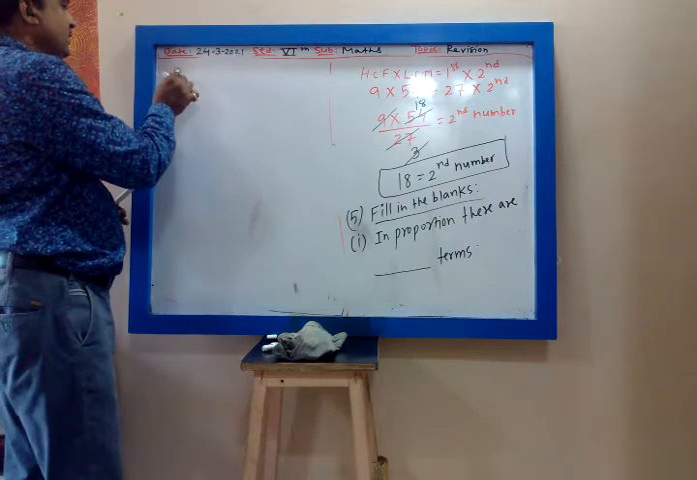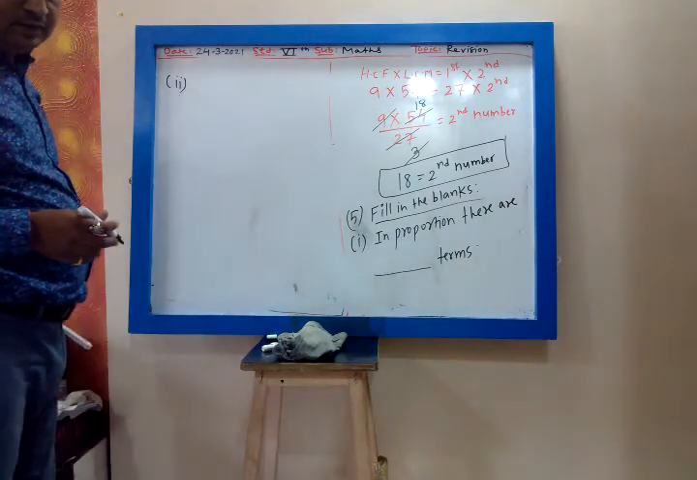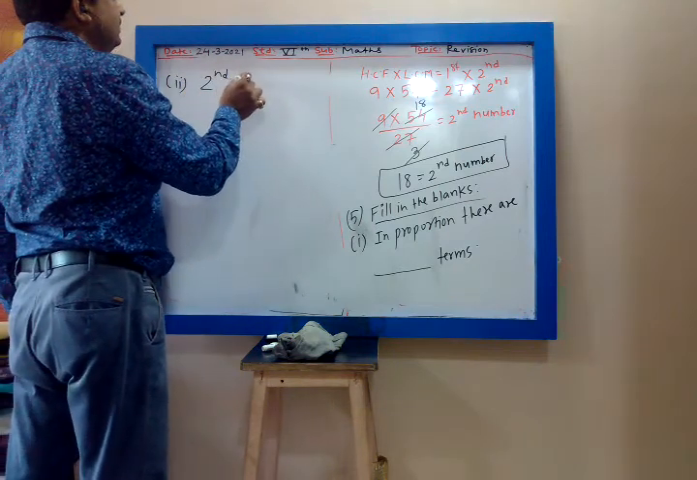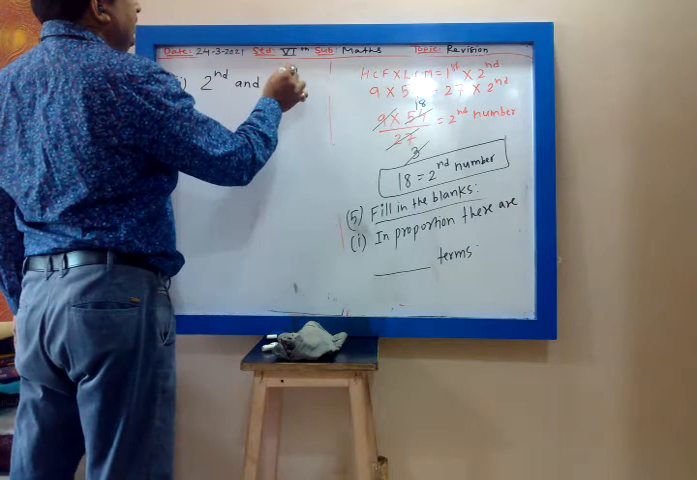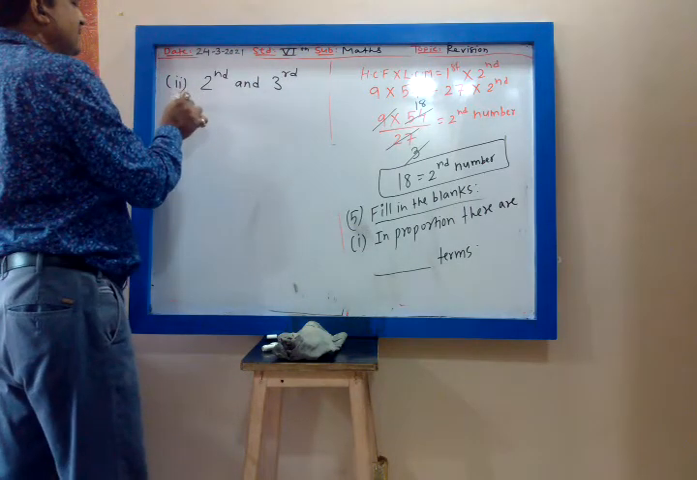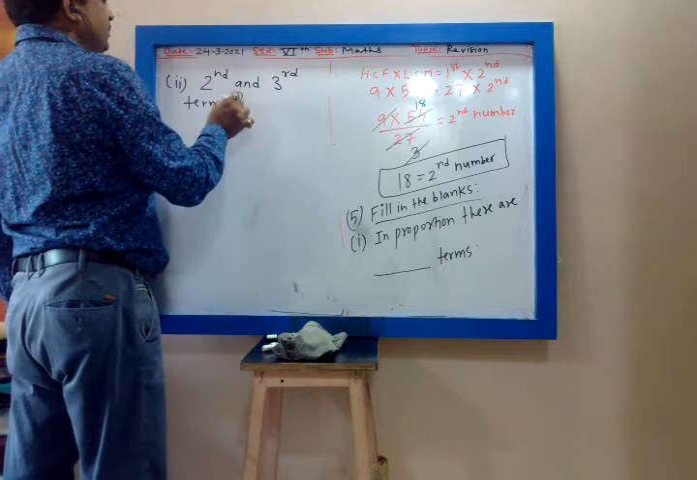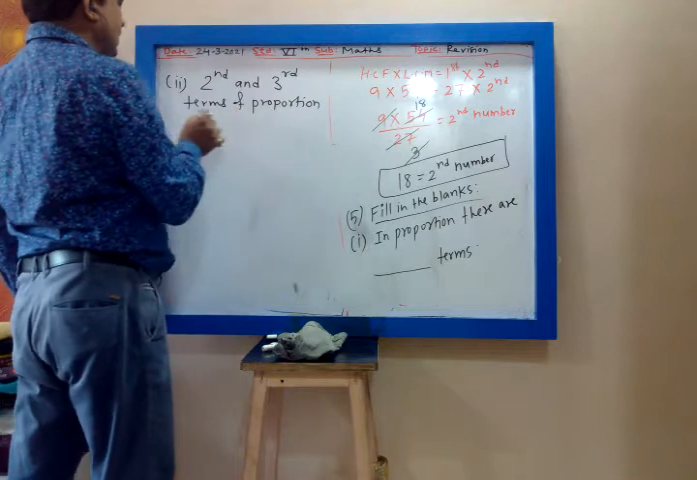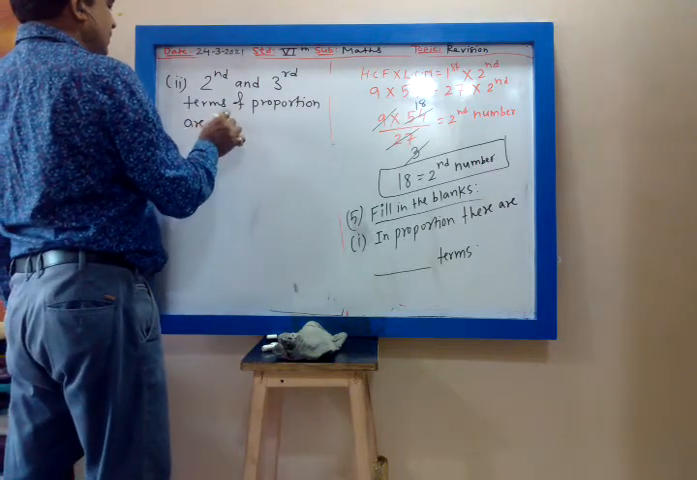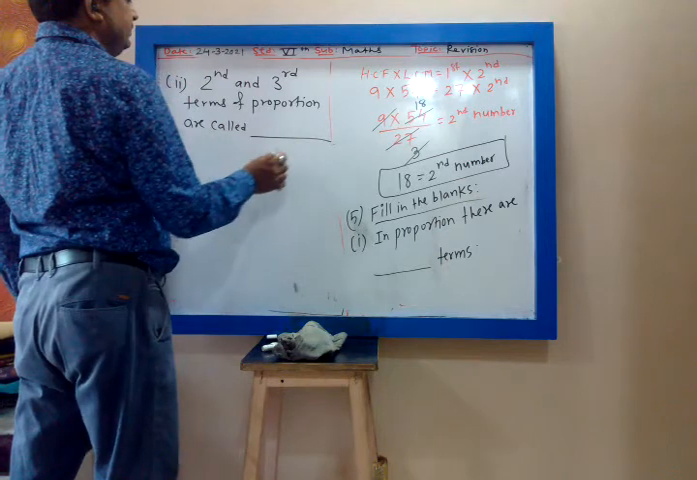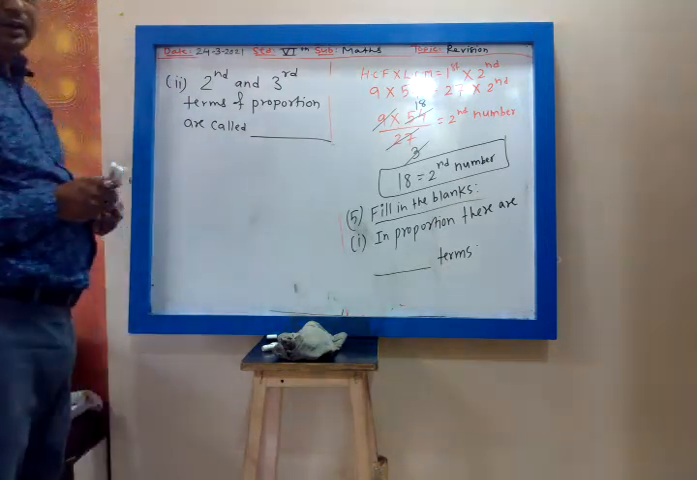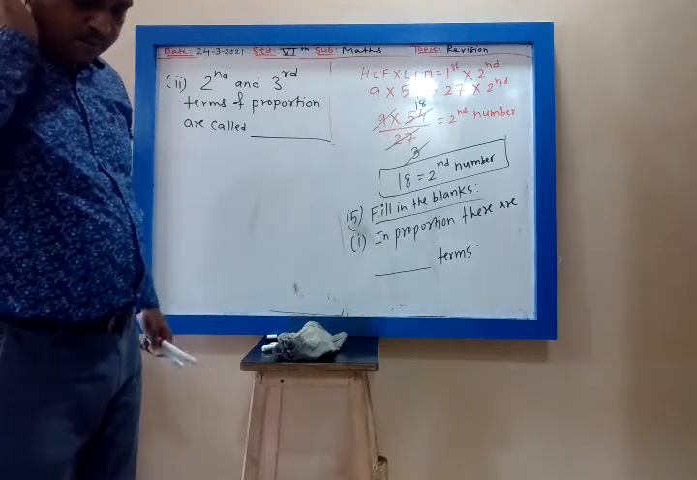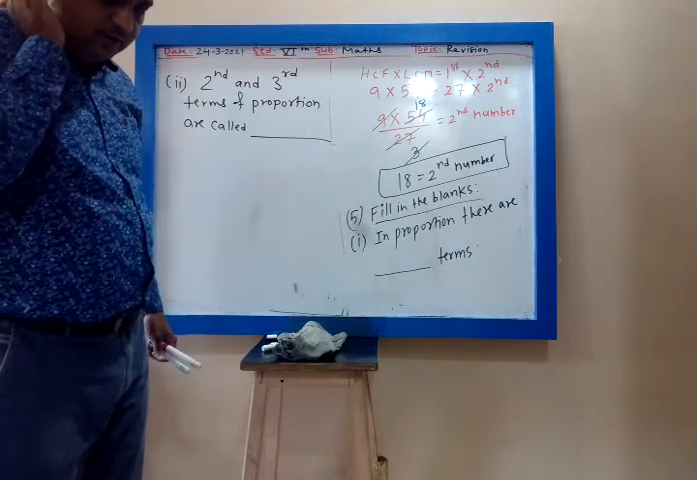Then second question. Second and third terms of proportion are called dash. You have to fill in the blanks. Mean terms or middle terms.